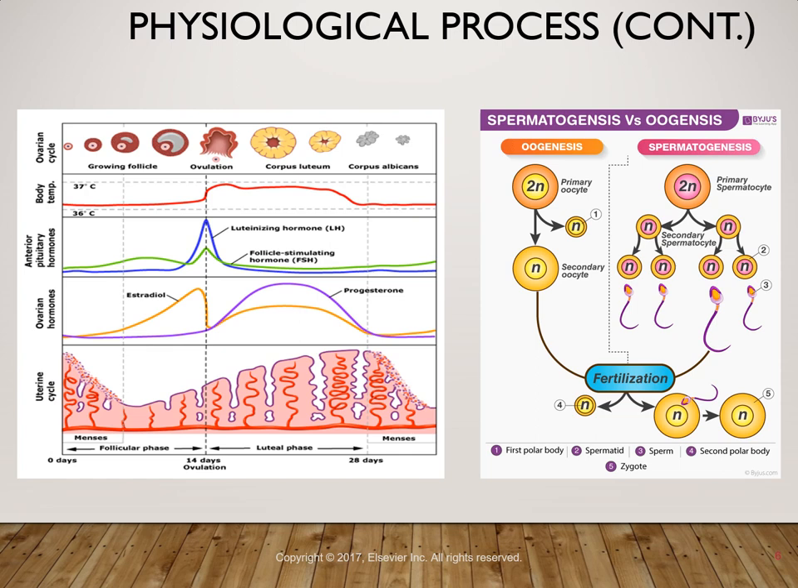The second phase is the follicular phase, or the pre-ovulation phase, when the ovary and the follicle itself will prepare for the release of an ovum.